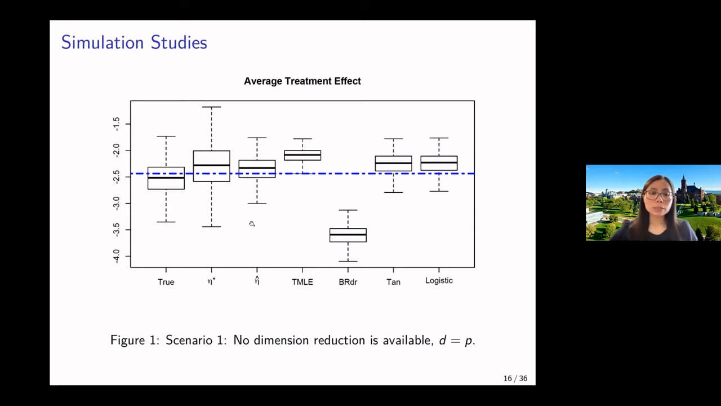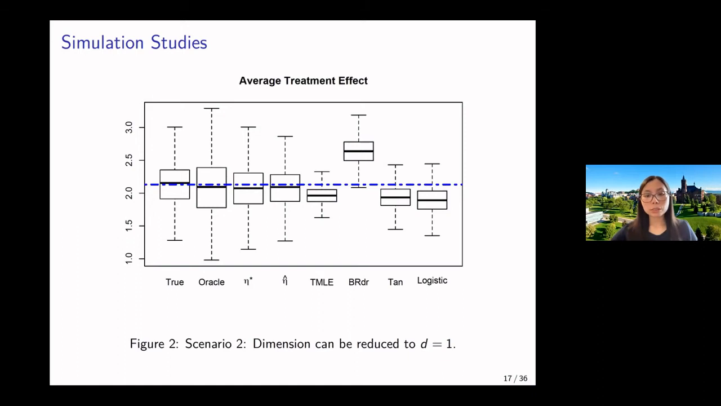Okay. So in this first simulation, we actually assume that there's no dimension reduction available. So the smallest subspace D is the same as the number of covariates you have in the data. Okay. Now I want to show you a second simulation study where the dimension can be reduced to 1. So the data we observe is p-dimensional, but we are able to reduce the dimension to D. Okay. So again, we compare our method with some other existing methods. So our efficient estimator consistently performs the best compared to all other existing methods.